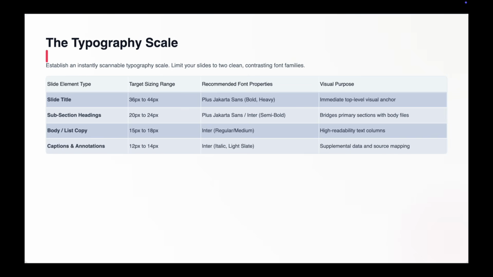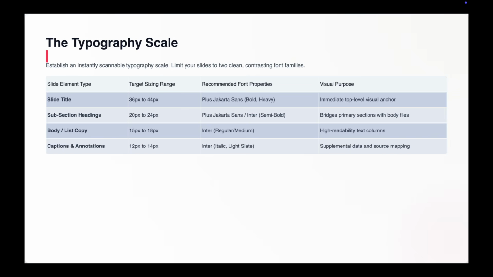Body and list copy. Keep your body copy between 15 and 18 pixels. Use a highly readable font like Inter in a regular or medium weight. Captions and annotations should be small, between 12 and 14 pixels, in a lighter slate color for citations or secondary details.